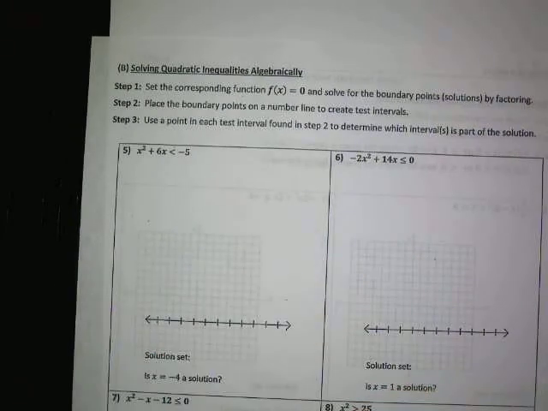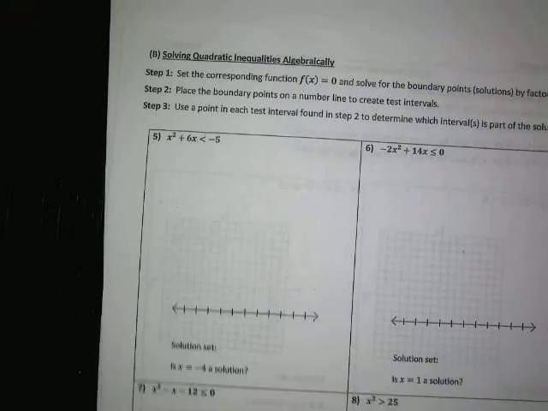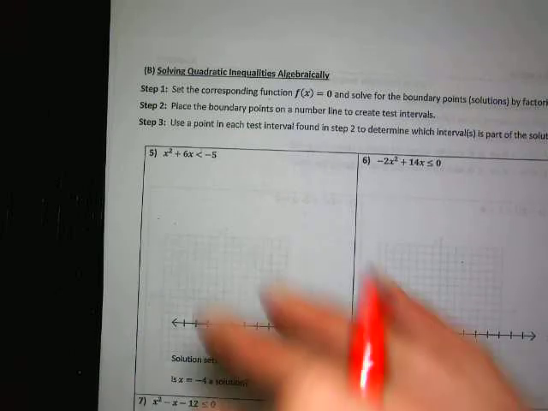So we're going to be solving quadratic inequalities today. I'm going to start doing it algebraically because some people are getting real confused with the graphic part. So we're going to start doing them algebraically. This is not a function, all right?